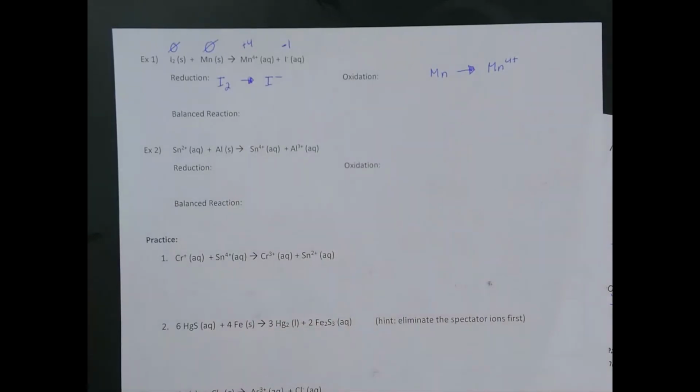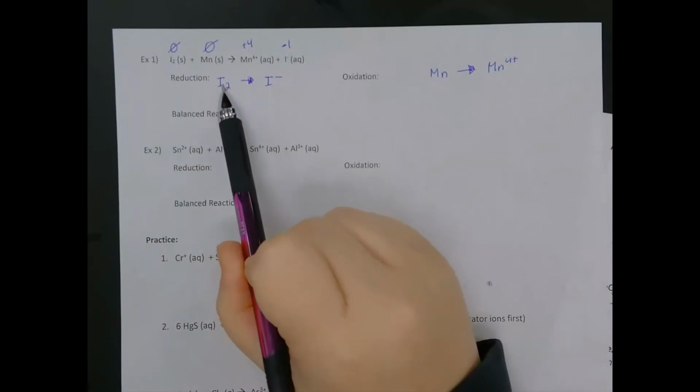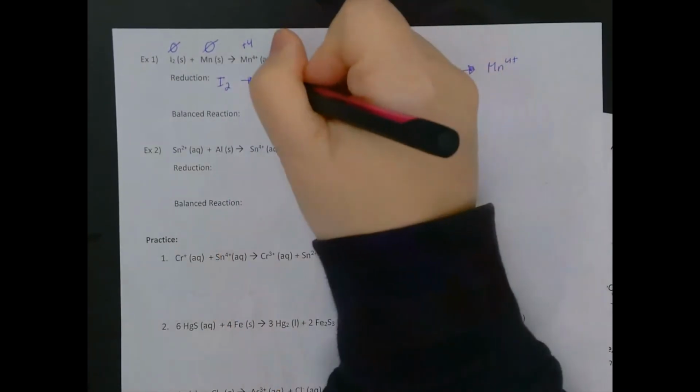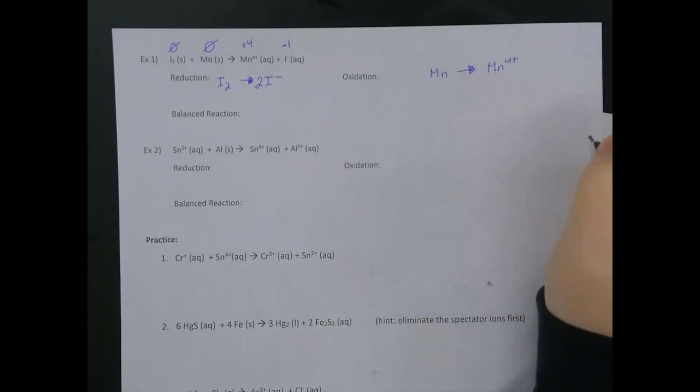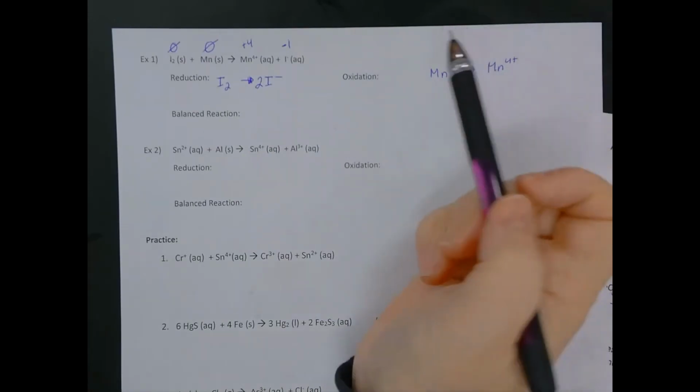So next we're going to balance the atoms on each element, or on each reaction. I've got 2 iodine here, so I would need 2 on the right side, and manganese I've got 1 on each side. Next we balance the charge.